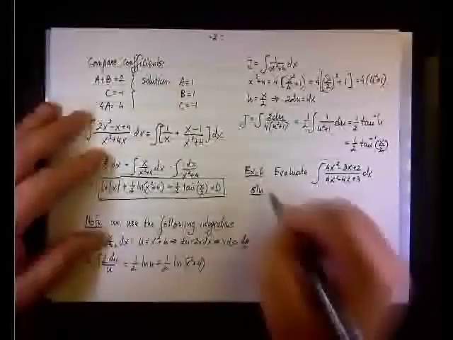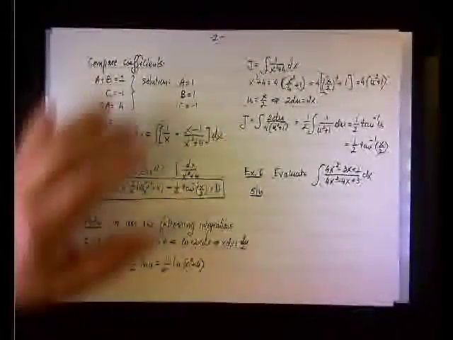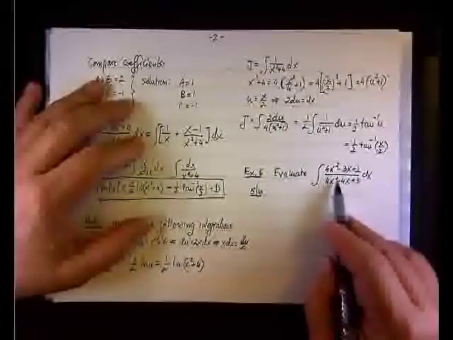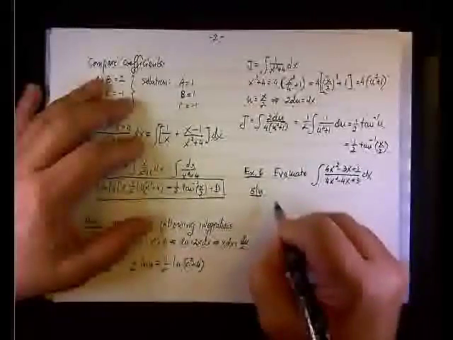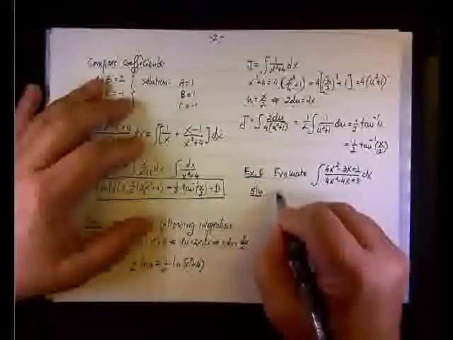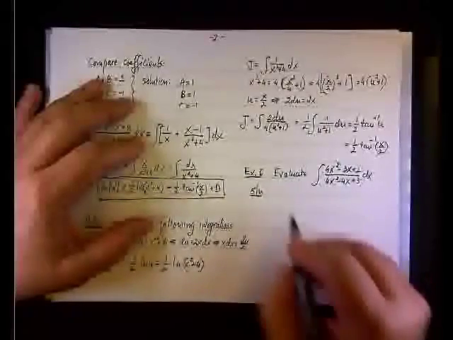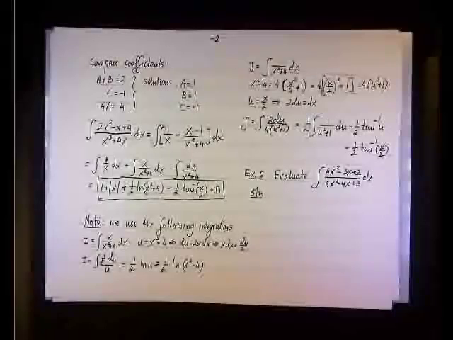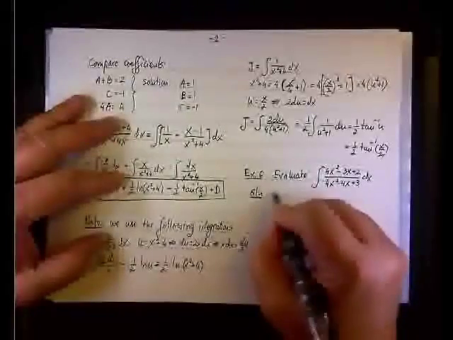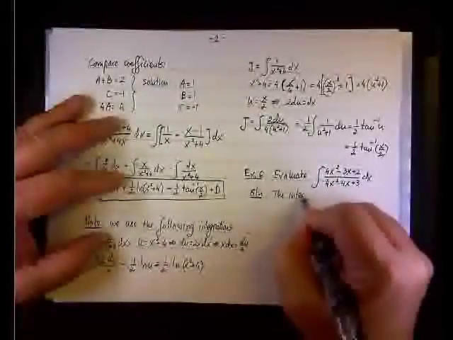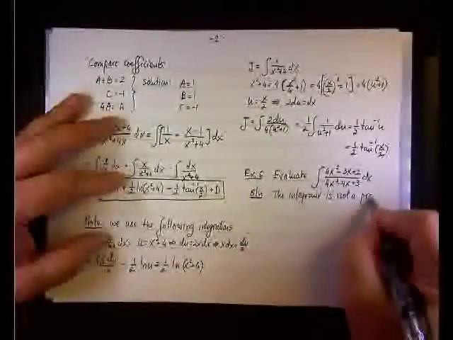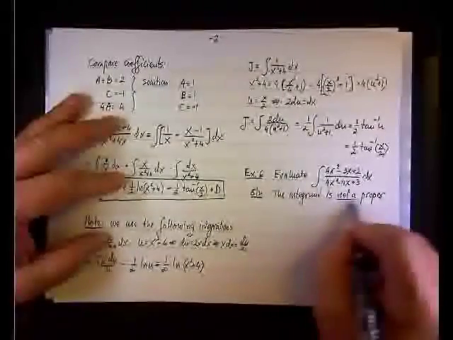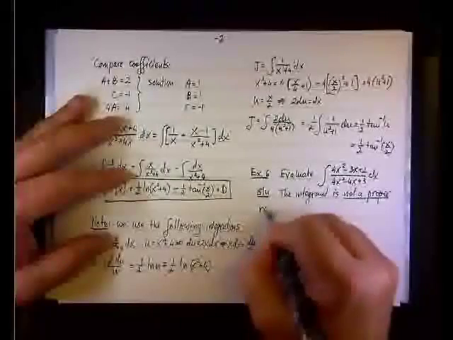So we need to solve it. The first thing we see is that the integrand is not a proper rational function, because the degree of the numerator and the degree of the denominator are equal. And we need the degree of the numerator to be less than the degree of the denominator. So, let's write a comment here. The integrand is not a proper rational function.